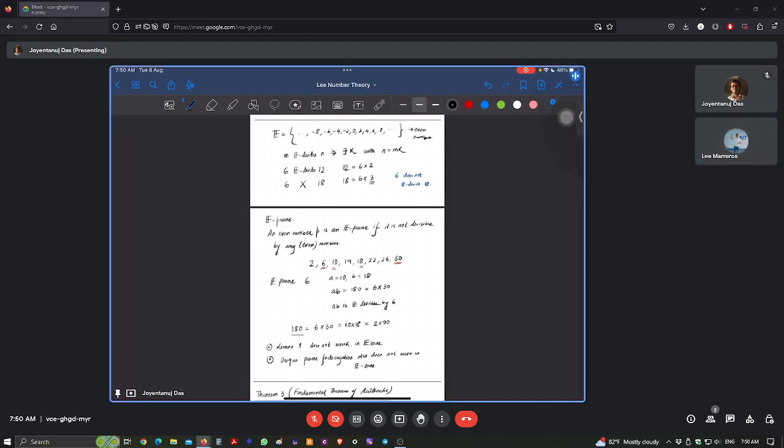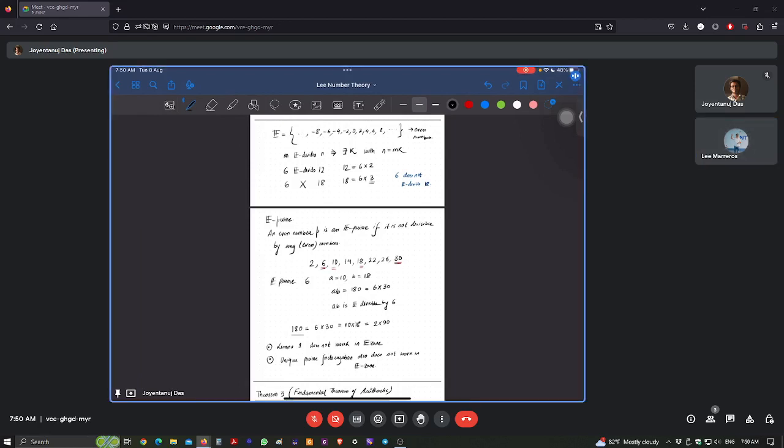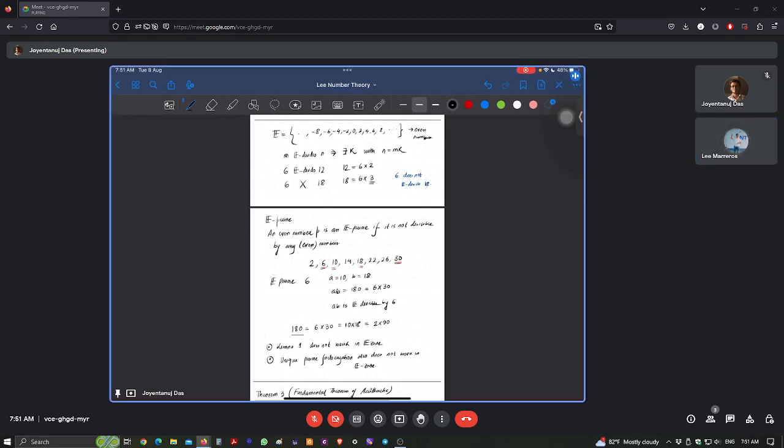So what about 10? 10 is also an E prime. So here actually all the list are E primes, right? So in general, how to tell? Suppose you are given any number. How will you decide whether it is an E prime or not?